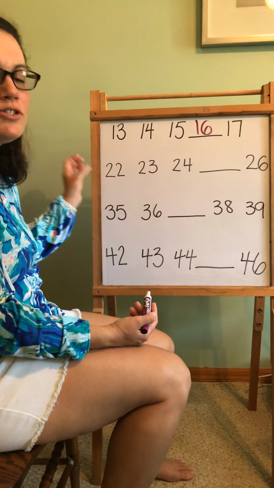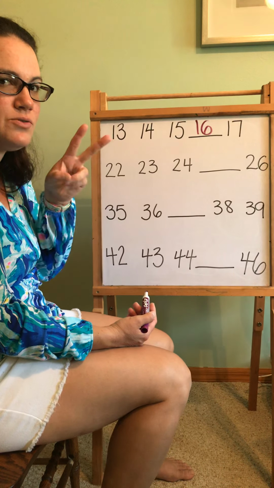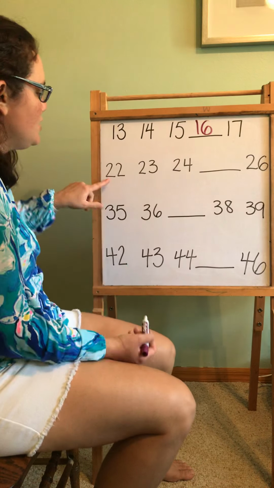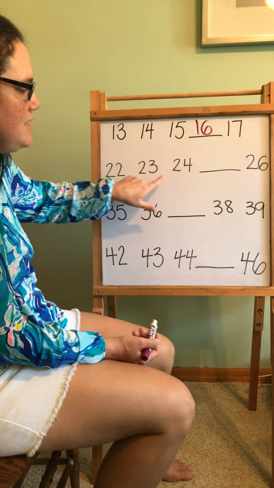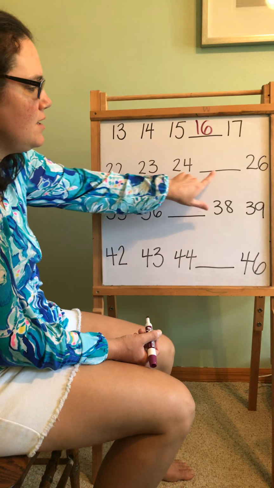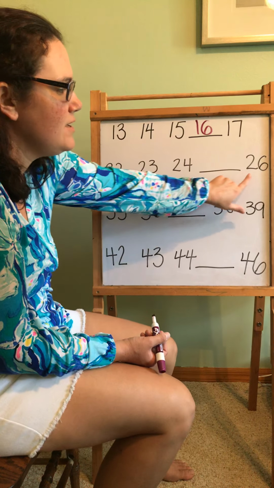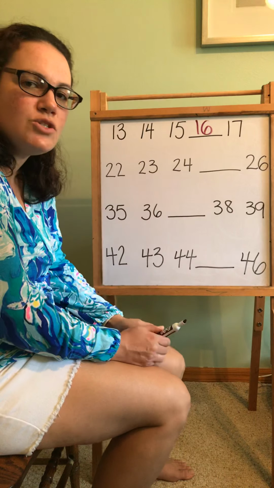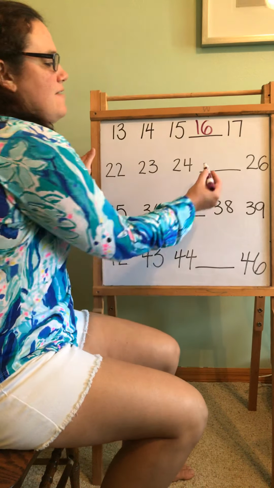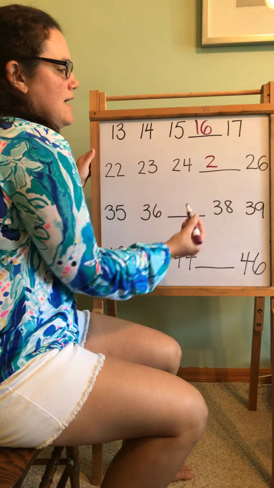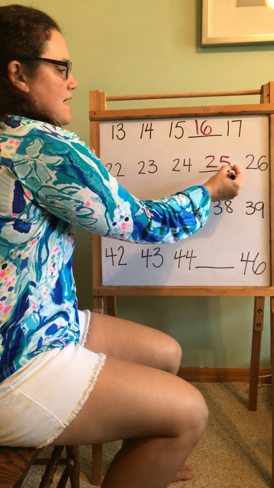Numbers in the 20s start with a 2. So I know it's 20 something. 22, 23, 24, 25, 26. What does 25 look like? 25 is a 2 and a 5.